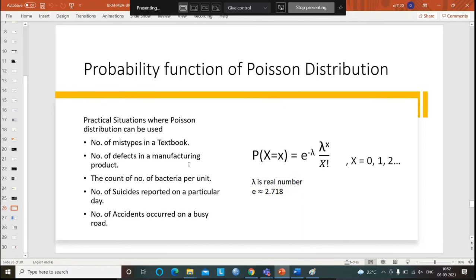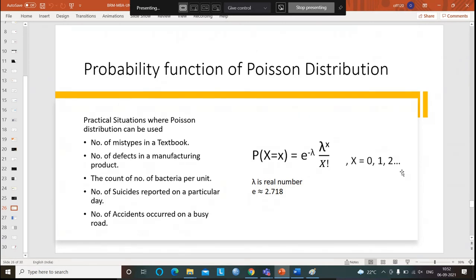And here, see, the formula is e power minus lambda into lambda power x by x factorial, where x ranges from 0 to infinity. Here, there is no higher range. The number of successes cannot be up to n. It is an uncountable set of values. So I cannot write it as n value here.